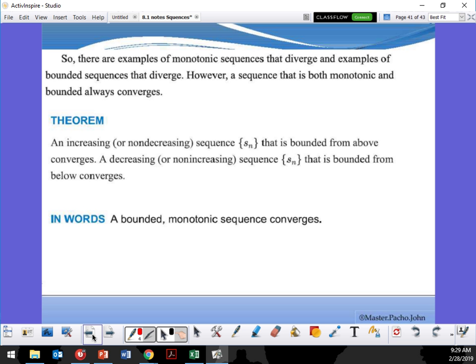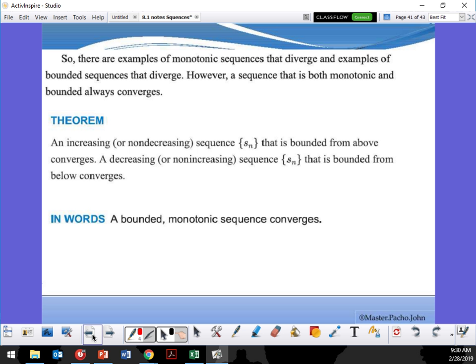What was that? Do you remember the problem we did? It diverged, but it was bounded. It was the cosine, right? The cosine was bounded by 1. It was bounded, but it wasn't going to converge. So it was divergent.